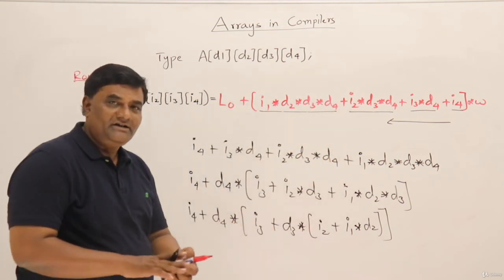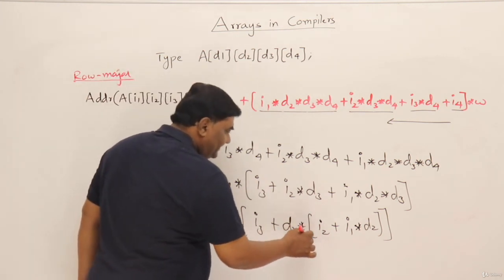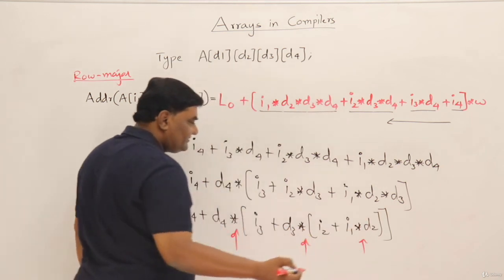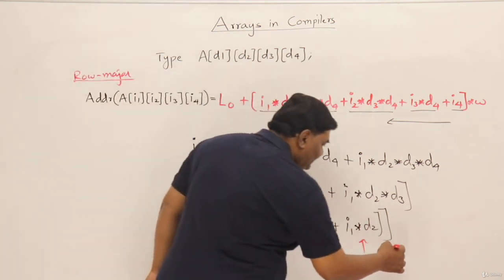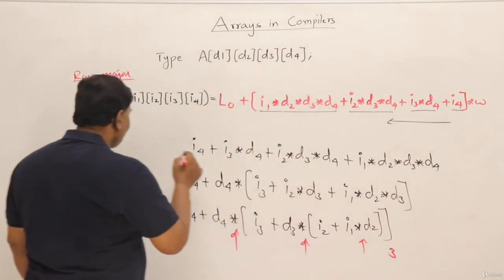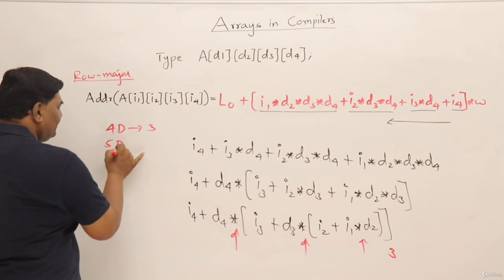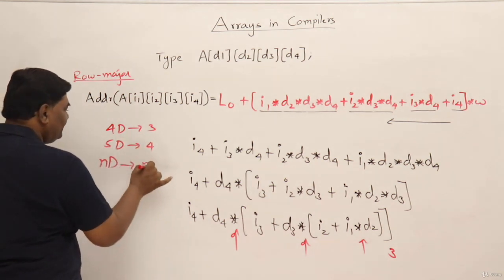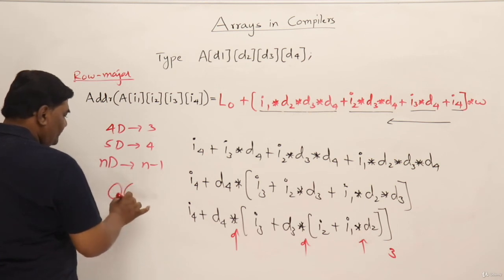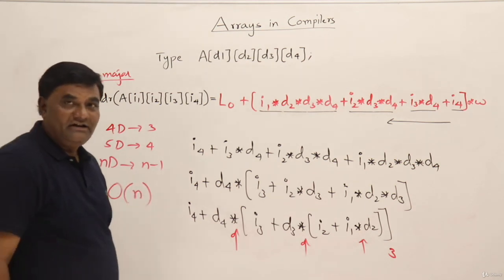So let us see how many multiplications are there. This is 1, 2 multiplications, 3 multiplications. So for 4 dimensions, there are just 3 multiplications. For 4D, 3 multiplications are there. And for 5D, there will be 4 multiplications. So for ND, there will be n minus 1 multiplications. So the total time for performing multiplications will be order of n.